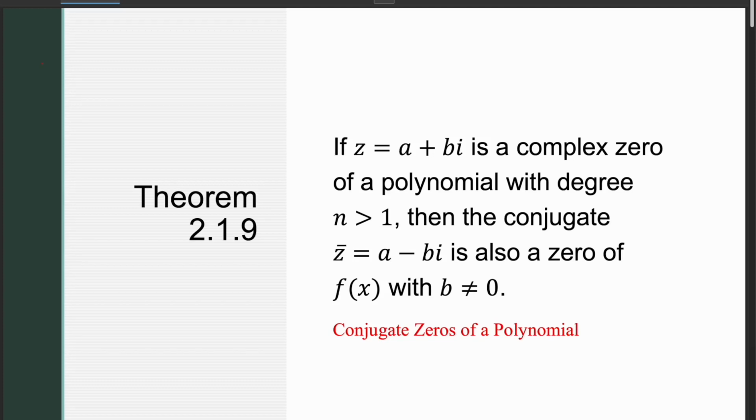The theorem on the conjugate zeros of a polynomial states that if z equals a plus bi is a complex zero of a polynomial with degree n greater than 1, then the conjugate z bar equals a minus bi is also a zero of f of x, with b not equal to 0. Ang sinasabi lang nito, kung yung isang number ay complex zero ng isang polynomial, automatically, yung conjugate niya is also a zero of that polynomial.